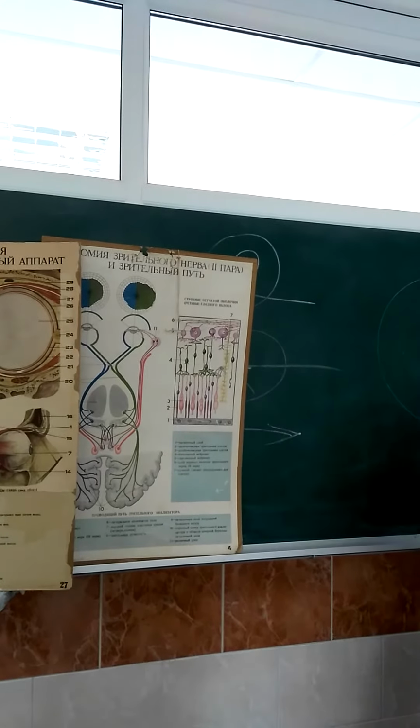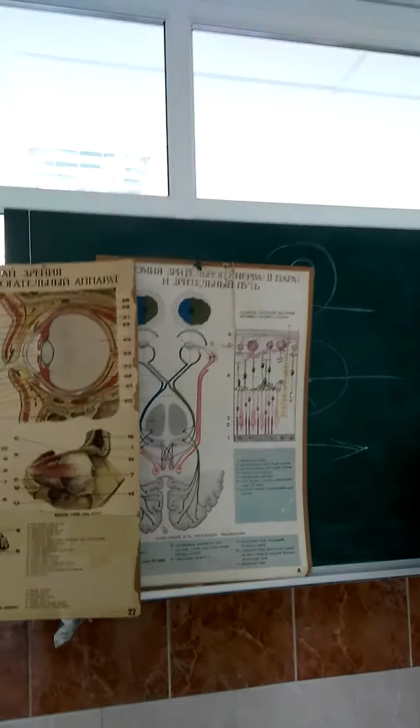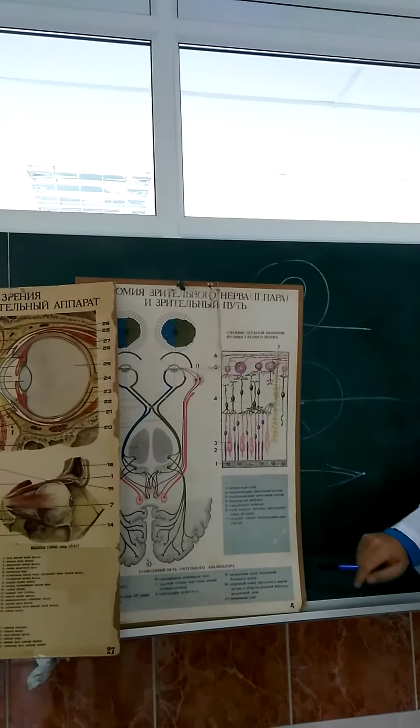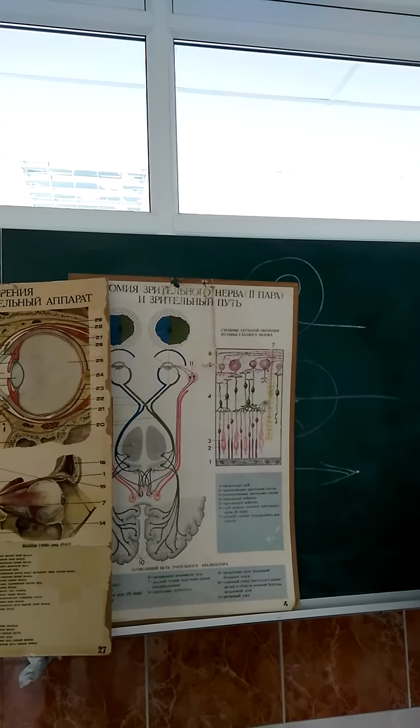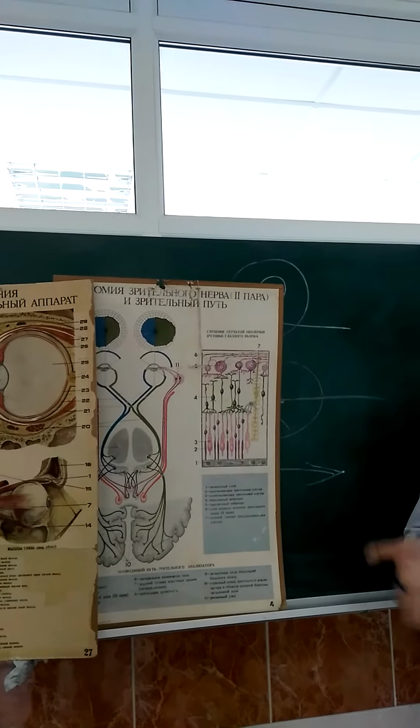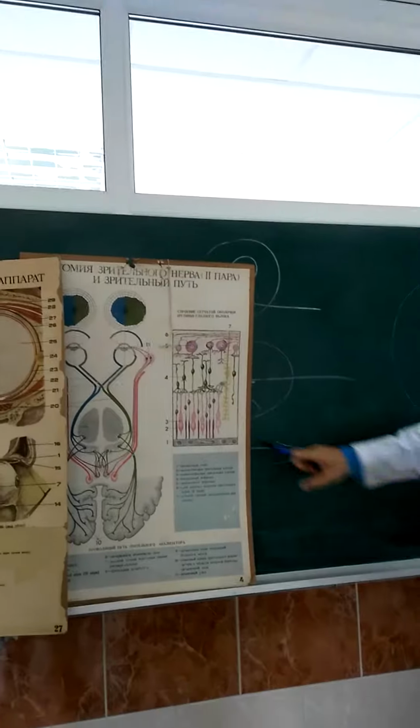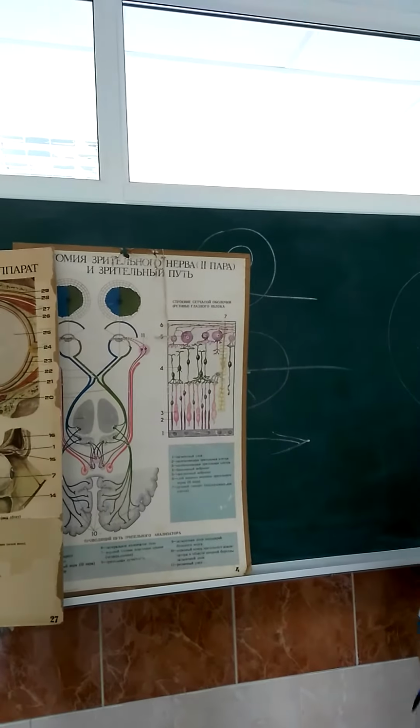Rods work in darkness and they see gray color. The cones are able to differentiate red, blue, green and so on, all colors. But they don't function in darkness.